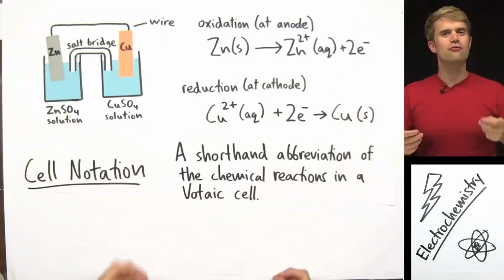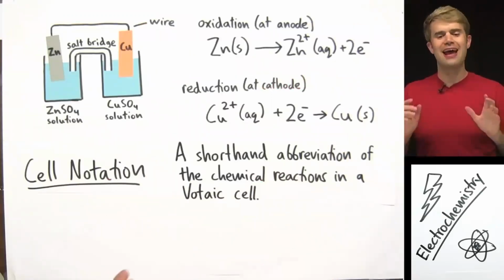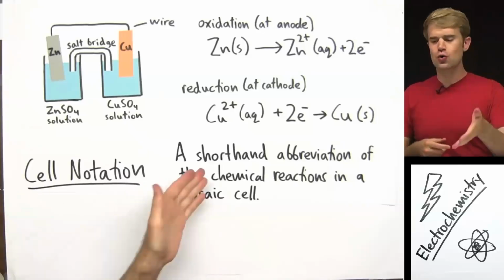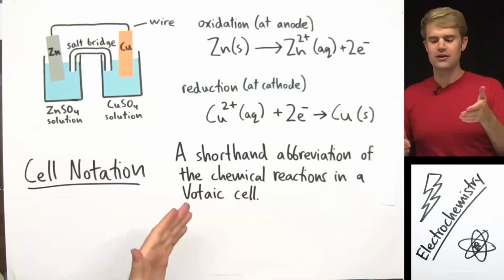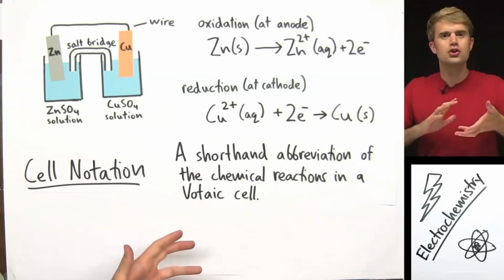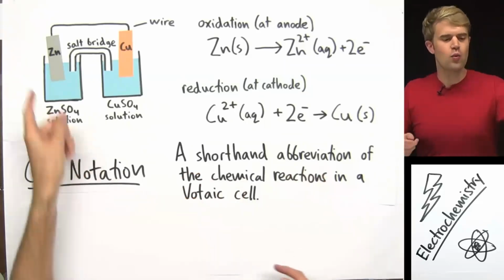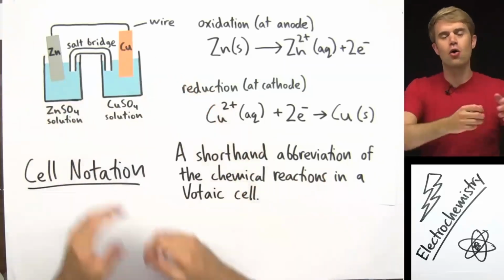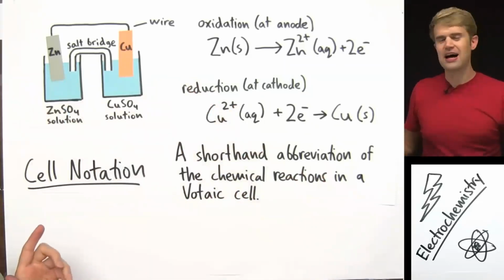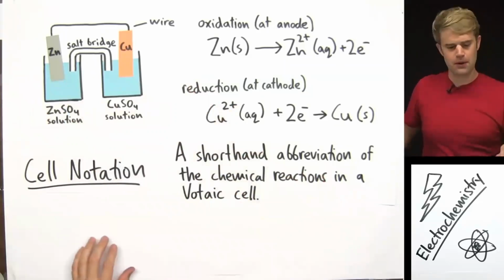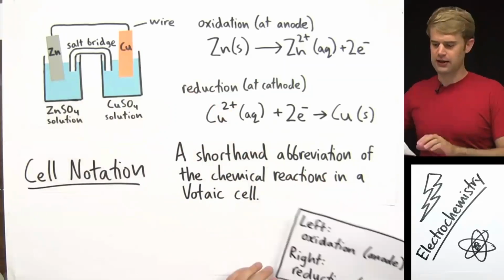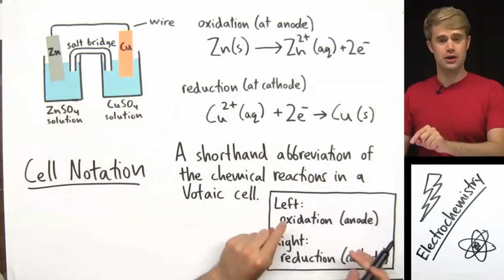Now, when we're talking about voltaic cells, we're often asked to represent them in cell notation, which is a shorthand abbreviation of the chemical reactions in the voltaic cell. It's a way that we can show what's going on without drawing a picture of the whole thing. Cell notation is sometimes referred to as a cell diagram, just so you know. So here's how we would write what's going on in this voltaic cell using cell notation.